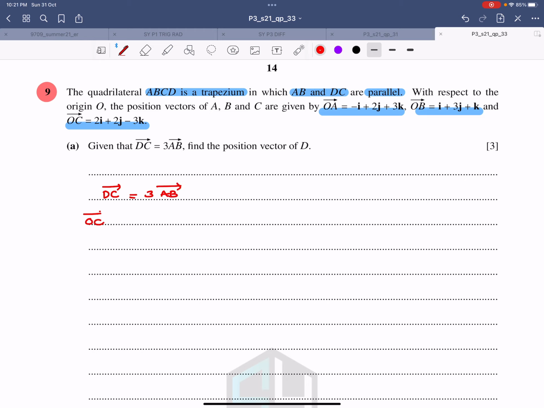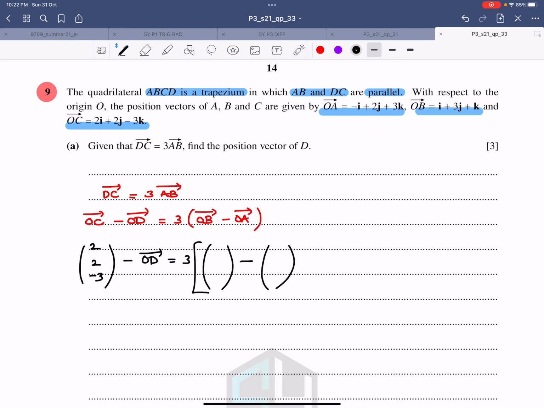DC is OC minus OD. That is 3 times OB minus OA, working in terms of position vectors. First make OD the subject, or first evaluate the right hand side. OC is (2, 2, -3). And OD is 3 times OB minus OA.